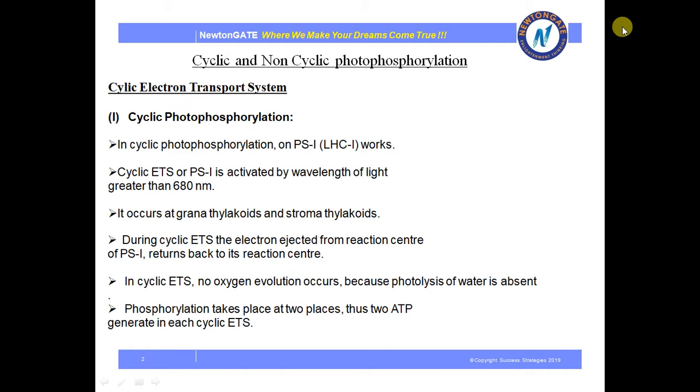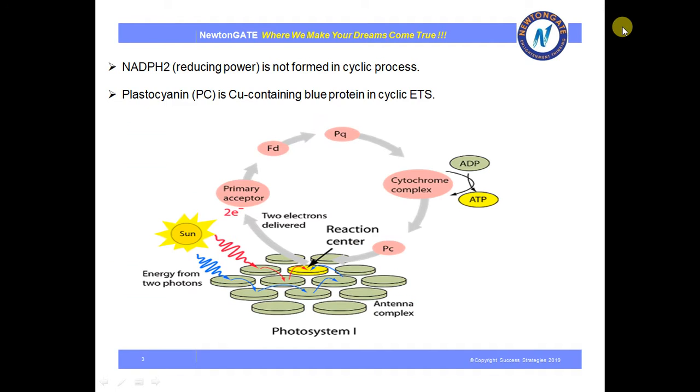The first slide is of cyclic electron transport chain or cyclic photophosphorylation. So let me give you a brief idea about what is cyclic photophosphorylation. First, let us look at the diagram. So this is the cycle or the diagram of cyclic photophosphorylation.